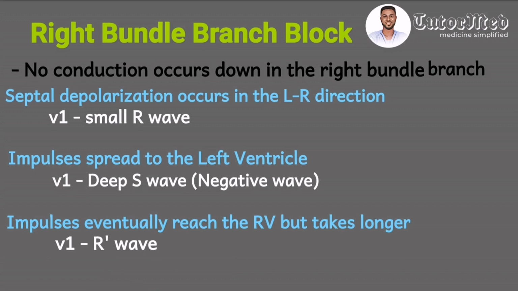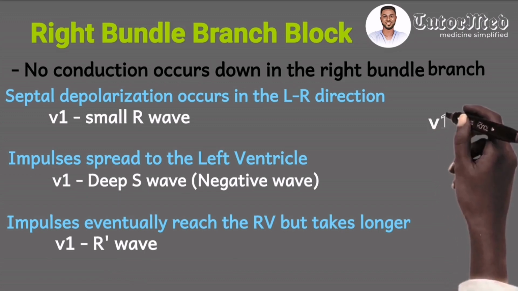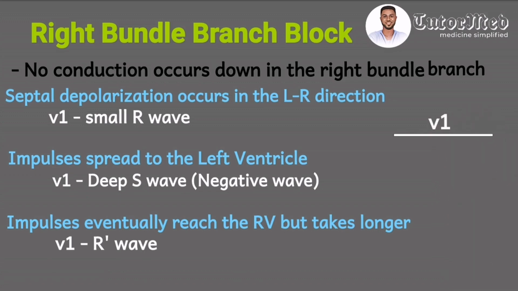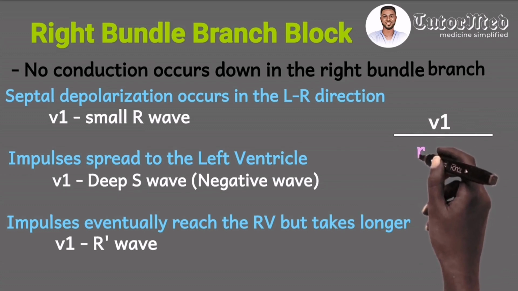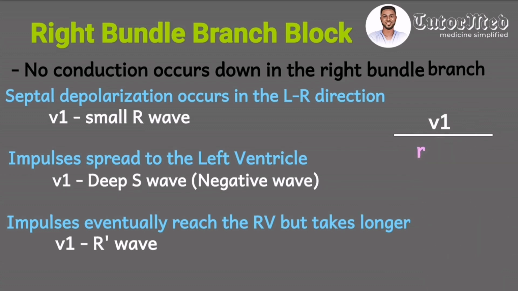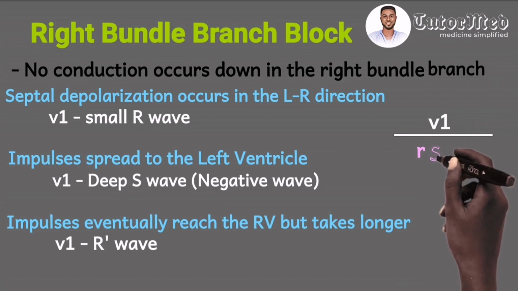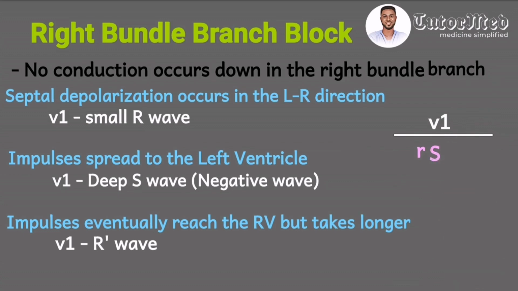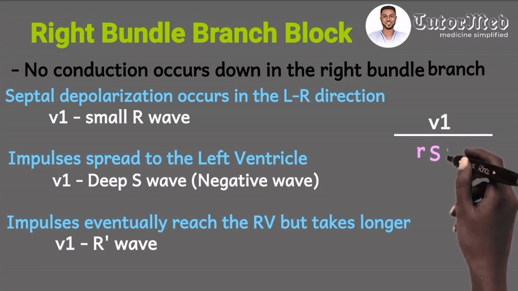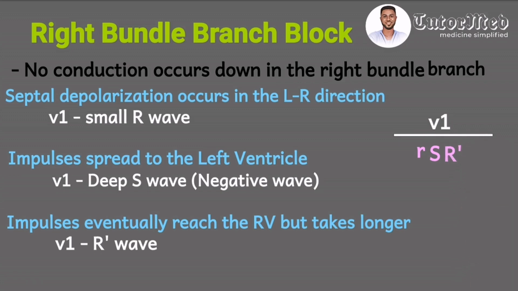Meaning, if we combine all these events in lead V1, we will have a small R wave which is from the septal depolarization, a deep negative S wave from left ventricular depolarization, and then an R wave which is from right ventricular depolarization, but that R wave is distinguished by labeling it as R prime from the first R wave, and so this would give the M pattern. We will demonstrate this M pattern in the next slide.